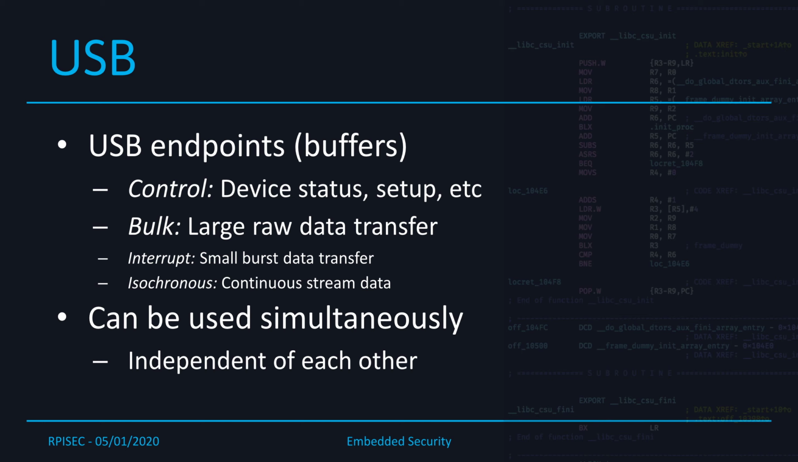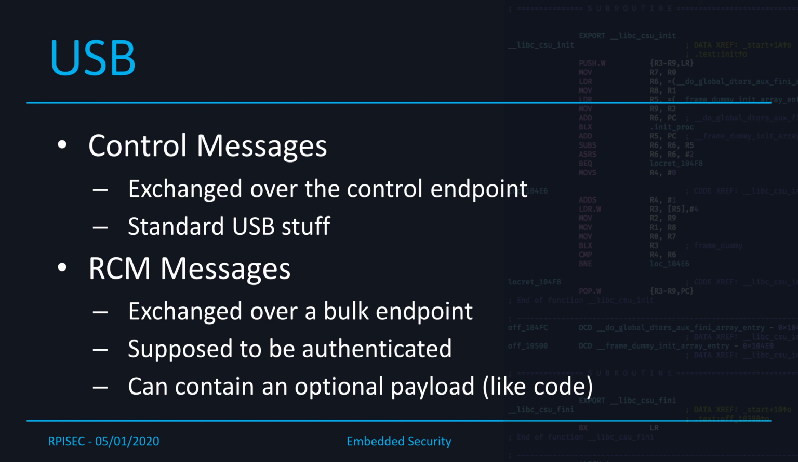It's very much like a network, and you can use them all completely independently of each other. So in the case of RCM mode, we're going to have control messages, which are standard USB control endpoint messages that you can query status and so on. And then RCM messages are exchanged over the bulk endpoint.